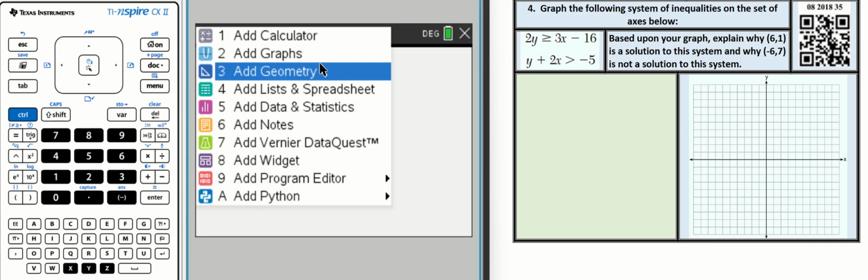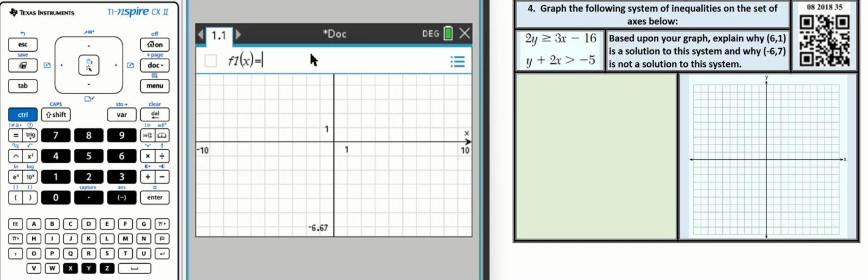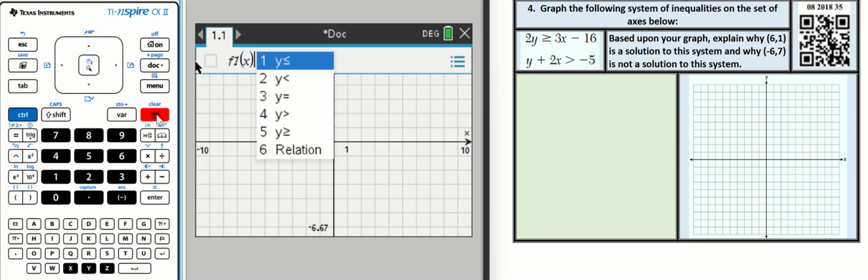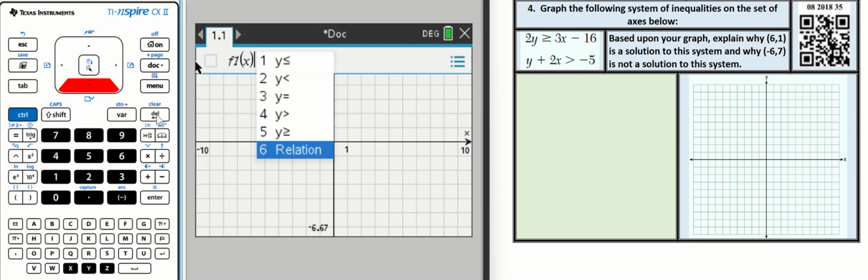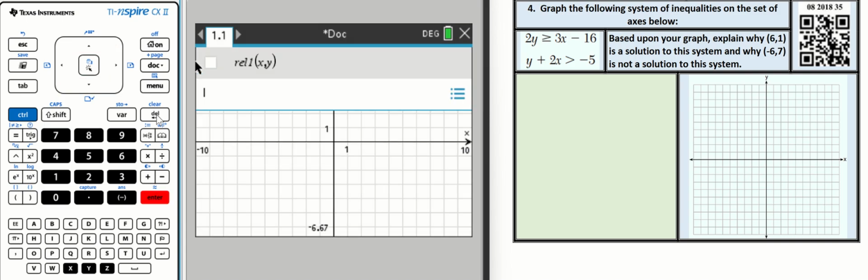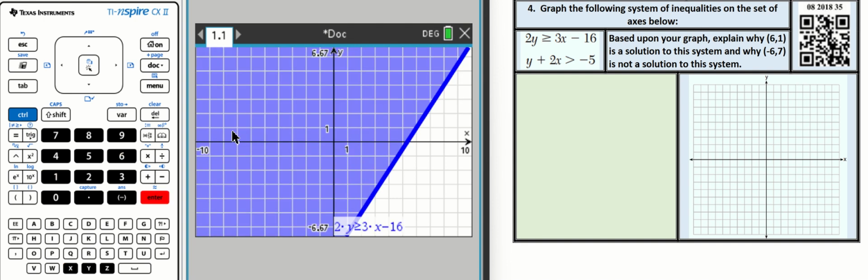So we want a new document, add graphs, and we want to delete this because we don't have an equal sign. We don't have any of these really straight up either. So we have the relation that we need. So 2y, control equals, and we pick the right symbol, this one, 3x minus 16. Press enter. So we have a solid line, and all these are solutions for this inequality.